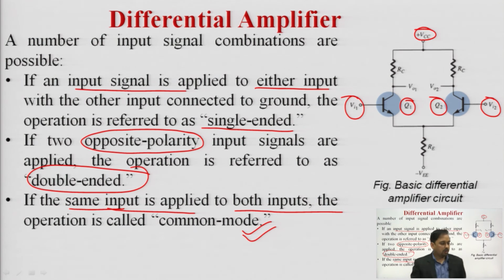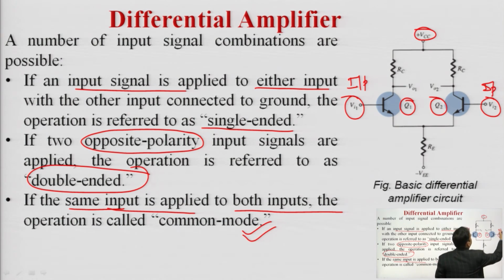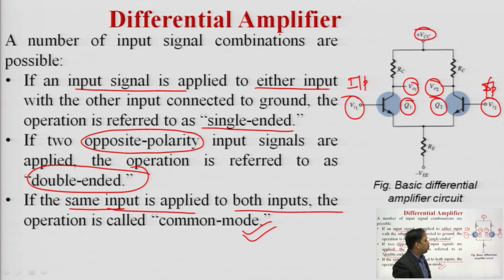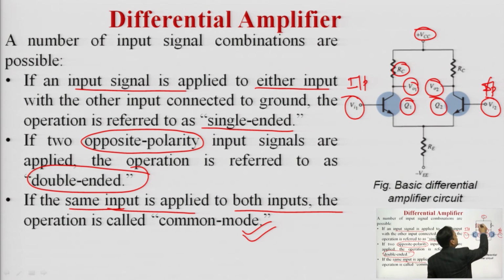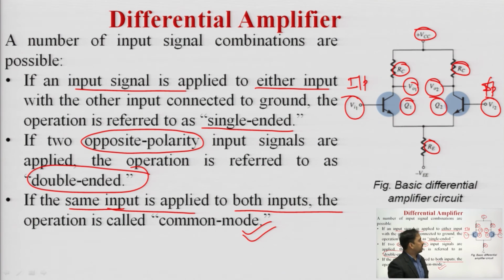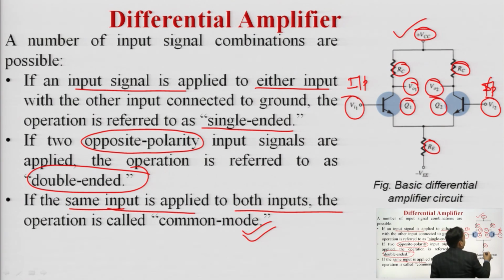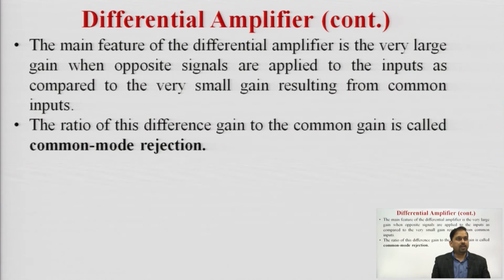So, this is the basic differential amplifier circuit having two inputs and two outputs, V01 and V02, corresponding to transistor Q1 and transistor Q2, having the resistances RC, and we have an equivalent resistance RE, which is the emitter resistance. Here we have plus VCC and here we have minus VEE. So, this is basically the first stage of the op amp, which is the differential amplifier stage.